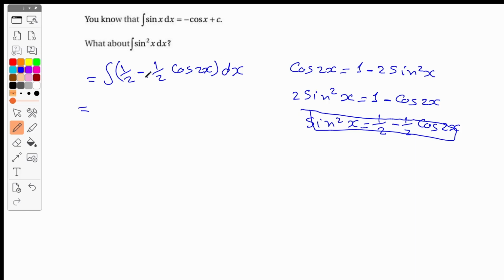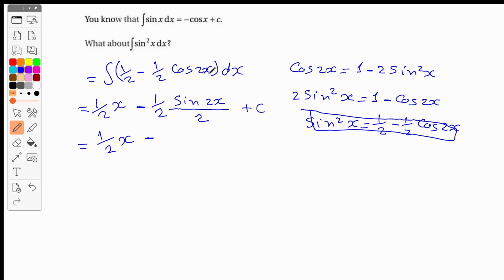We have two terms here. The first term is half. The integral of half is half x, because the integral of any constant is that constant multiplied by x. Then minus half. The integral of cosine 2x is sine 2x, but don't forget to divide that by 2, because here we have ax. Then plus c.